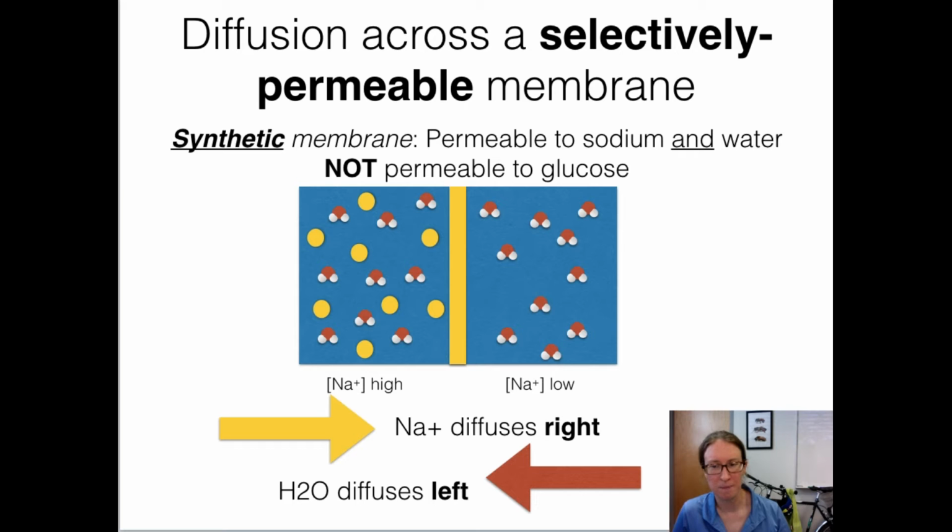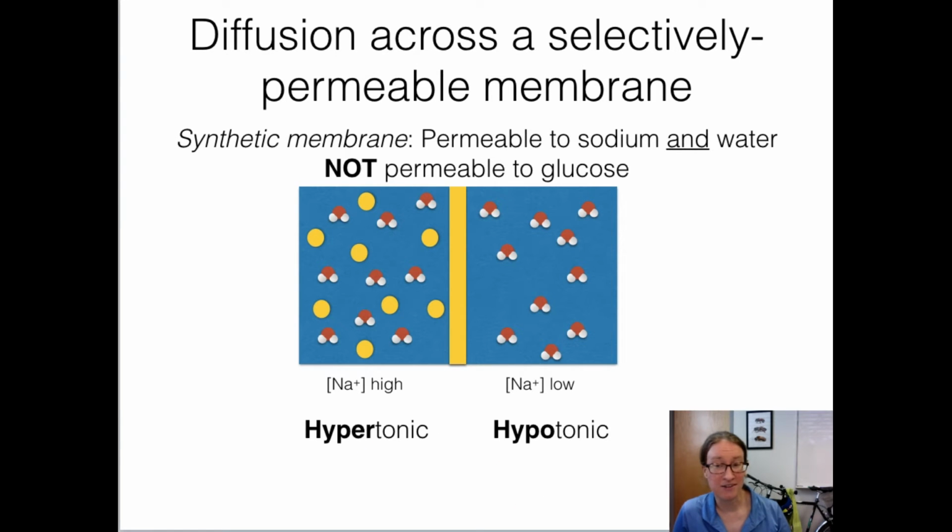So that's pretty simple. And by the way, there are names for these starting conditions when there's a membrane involved. So these conditions are referred to as being hypertonic. So hyper meaning more, and tonic referring, this is kind of like salty. So, more dissolved substances here on the left, and hypotonic. So hypo meaning less, so fewer dissolved substances on the left. Okay, so that's pretty simple.